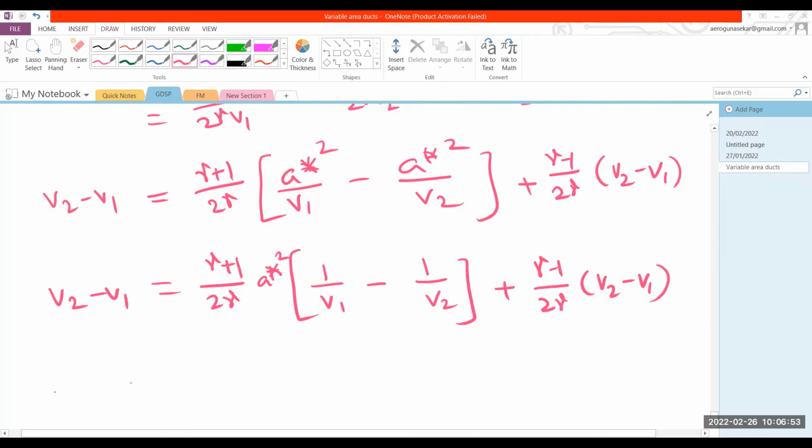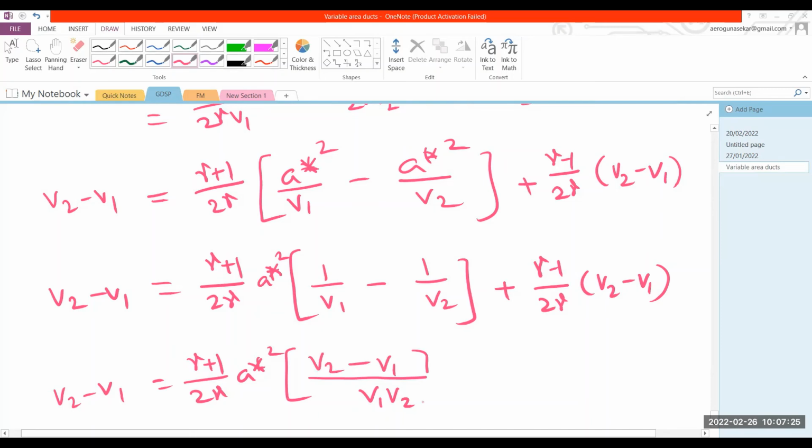I can just say that V2 minus V1 equals (gamma plus 1) by 2 into gamma into A star square, into, now what I'm doing is taking V1 V2, and then this will become V2 minus V1, plus (gamma minus 1) by 2 into gamma into (V2 minus V1).